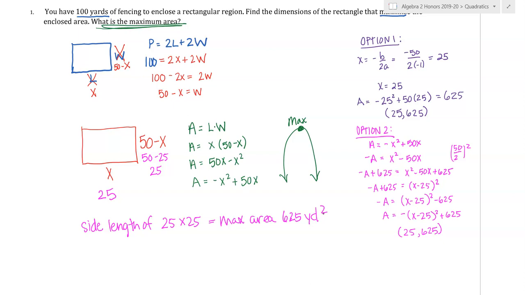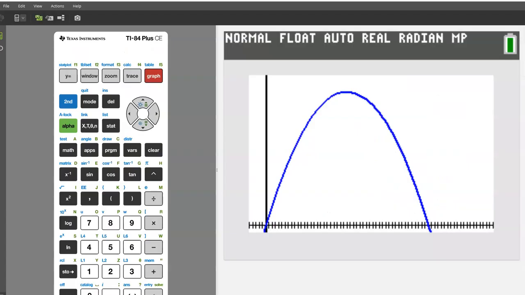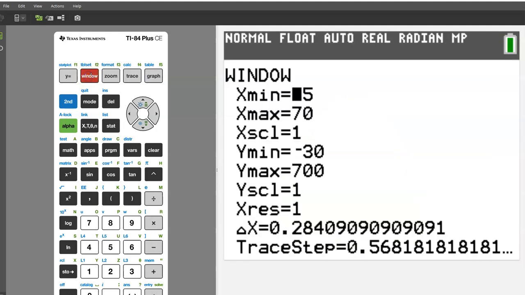Anyway, another way we could do this is to put the quadratic into your calculator. This will be on the calculator portion of your assessment. So if I put this into y equals and change my window to this, pause this video, type it into your y equals, change your window, and then go into calculate right here, second trace to calculate, and calculate a maximum. When you do that, it should verify that the vertex is at 25, 625.